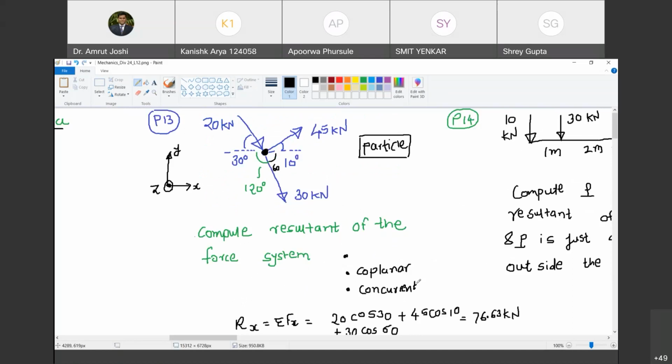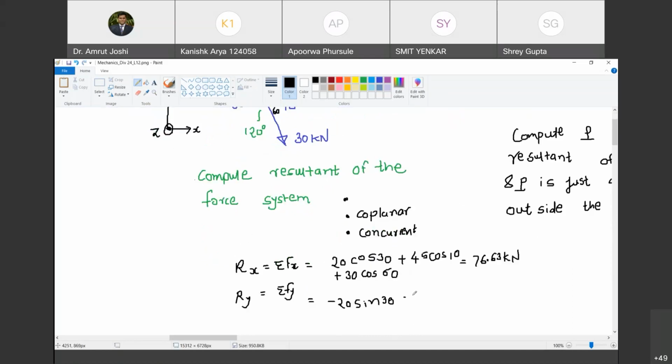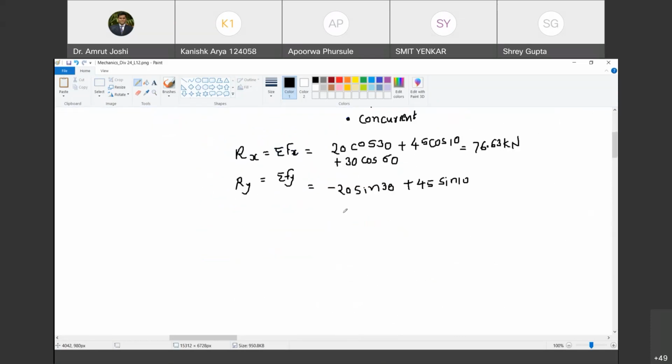Plus 45 sine 10, minus 30 sine 60. Tell me, what do you get? 27.5, sir. 27.5 kilonewton. Plus or minus? Plus, sir. So 27.5. As it is positive, it is in the positive y direction, and as the x component is positive, it is in the positive x direction.